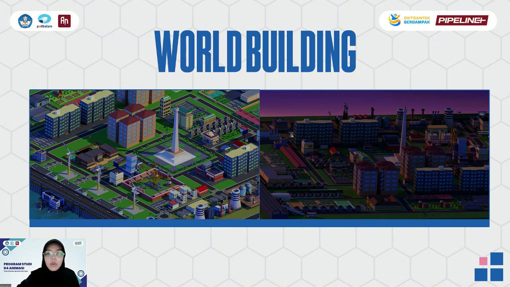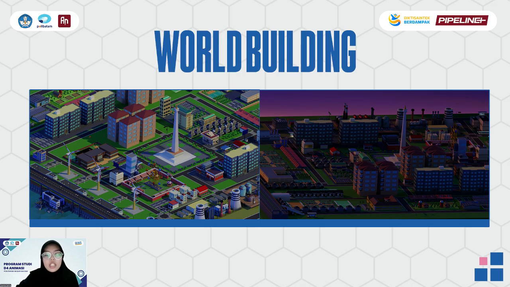Now, I'd like to explain the world building of our game. We decided to use a low poly style because it's simple, efficient, and still looks attractive. It also helped us keep the game lightweight while maintaining good visual quality. As you can see here, our city is divided into several areas. We have residential areas, office buildings, industrial zones, roads, power plants, and also green spaces. We included these elements to make the city feel more complete and realistic.